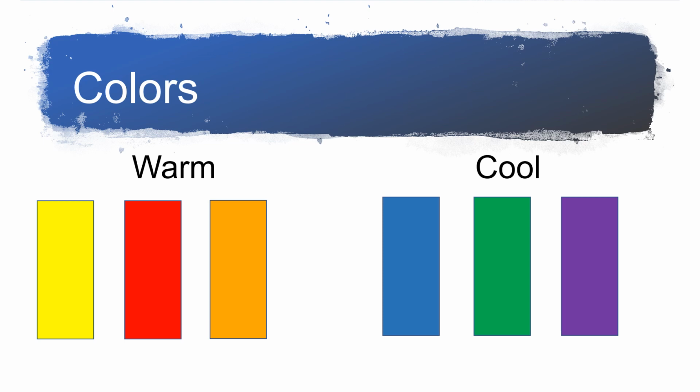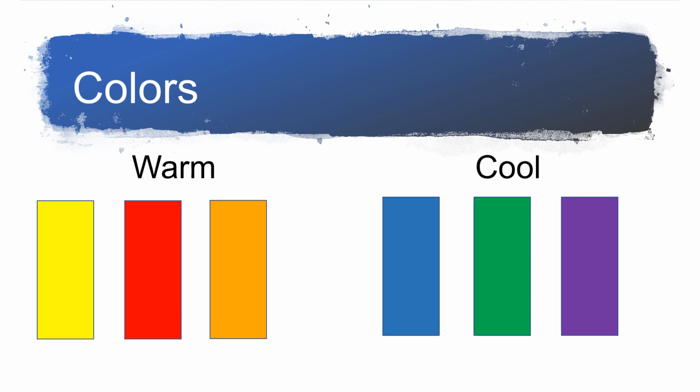There's a whole psychology of how colors make a person feel. For example, warm colors such as yellow, red, and orange invite comfort to a person. Cool colors such as blue, green, and violet invite calmness and relaxation.